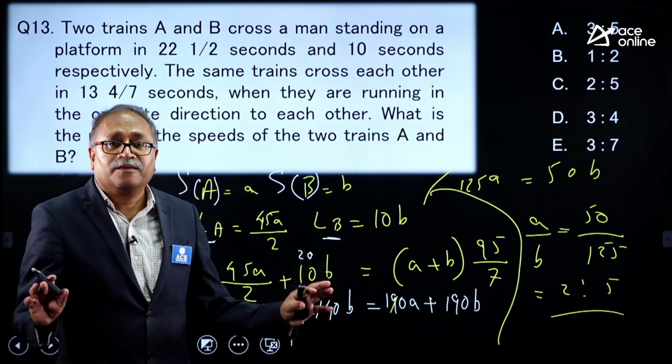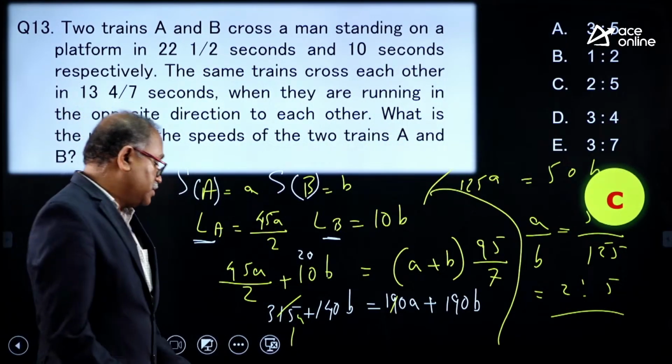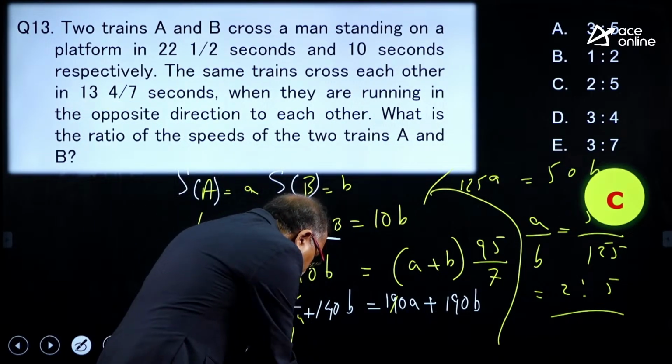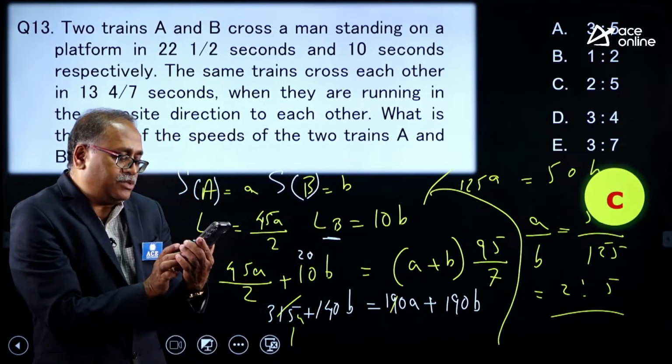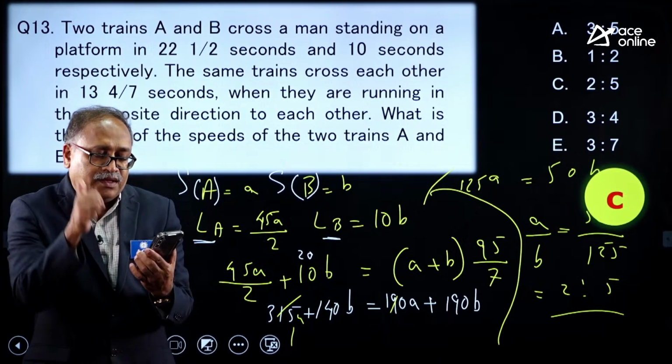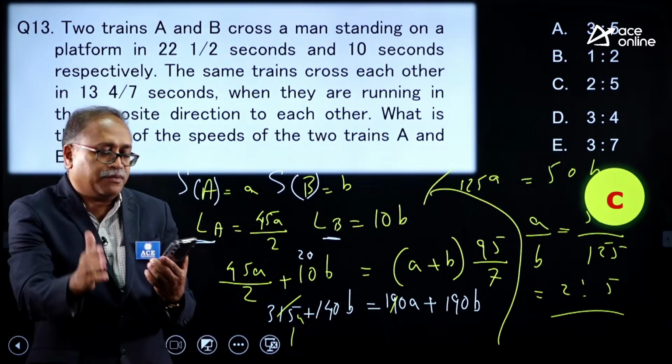Option choice C. Okay friends, that's great, that's great. Mr. Rakesh, 2:5. Voice is not clear, it is okay, well done.